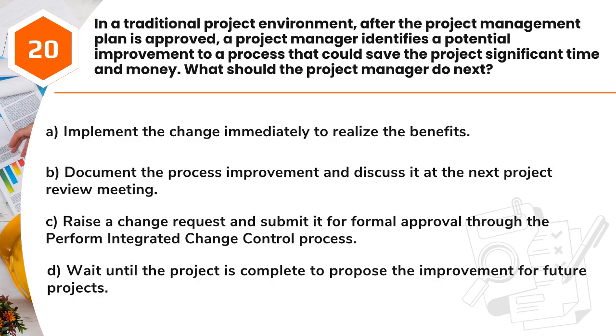Question 20. In a traditional project environment, after the project management plan is approved, a project manager identifies a potential improvement to a process that could save the project significant time and money. What should the project manager do next? A. Implement the change immediately to realize the benefits. B. Document the process improvement and discuss it at the next project review meeting. C. Raise a change request and submit it for formal approval through the Perform Integrated Change Control process. D. Wait until the project is complete to propose the improvement for future projects.